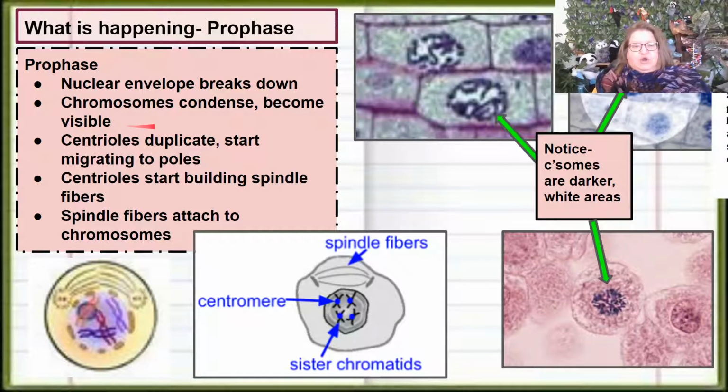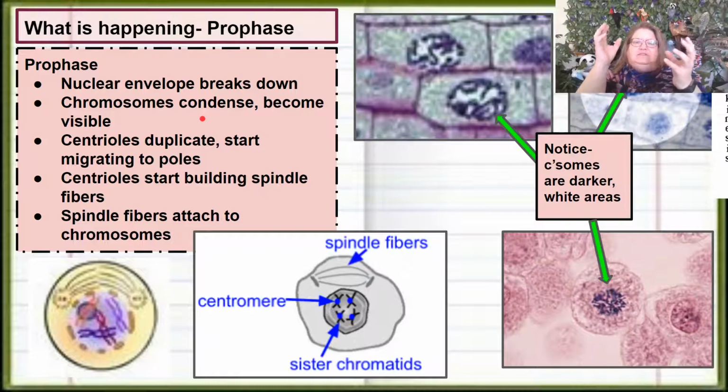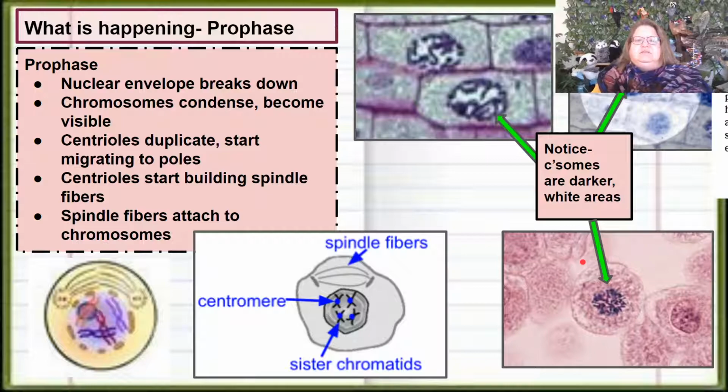The chromosomes, one of the biggest clues that a cell is in prophase, condense. They get really dark as the DNA winds up and becomes these really thick, condensed bodies. And what we see under the microscope is really dark chromosomes, and then the white areas as the chromosomes pull apart from each other. And so that's a big hallmark clue of prophase.